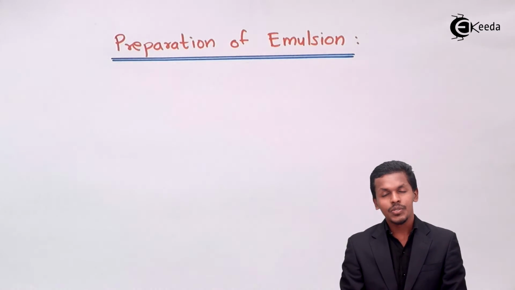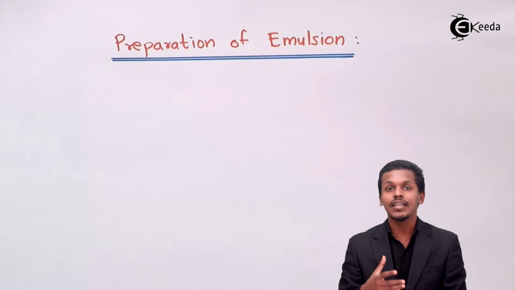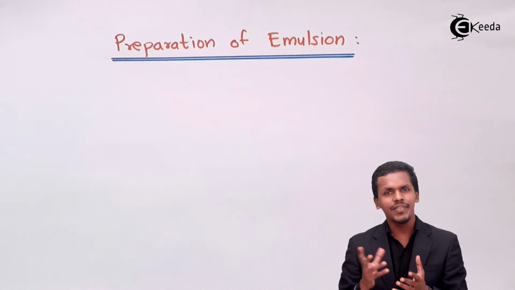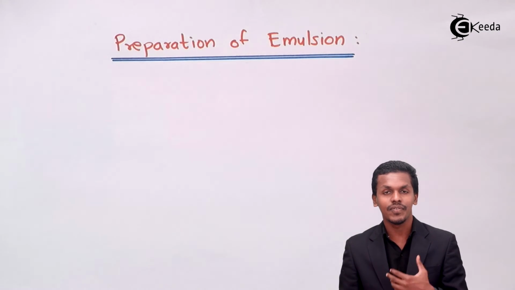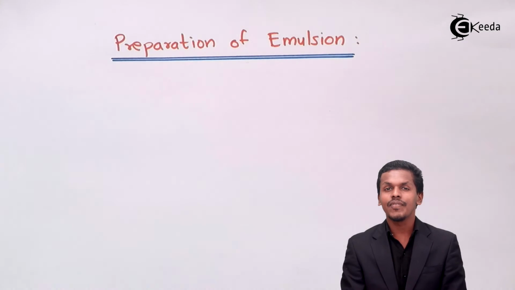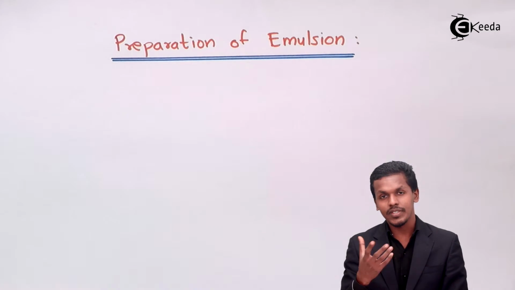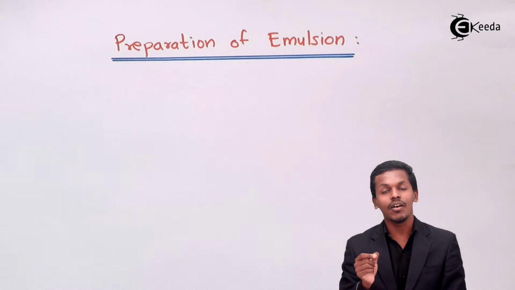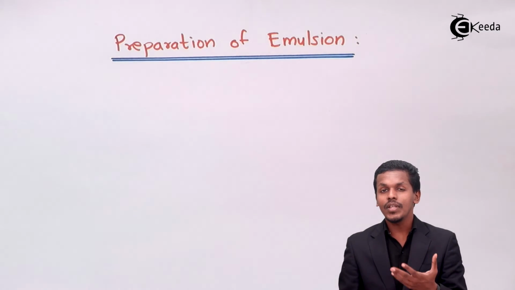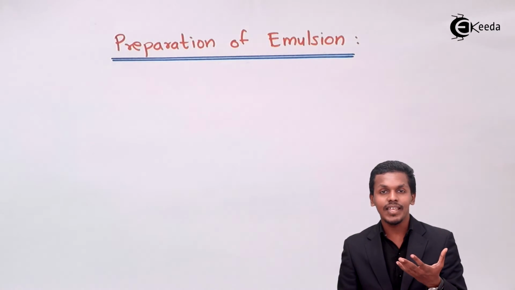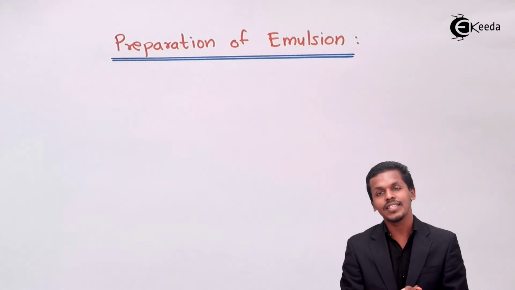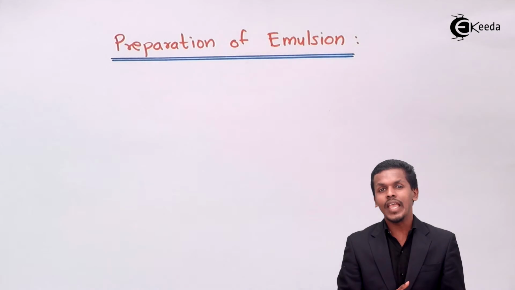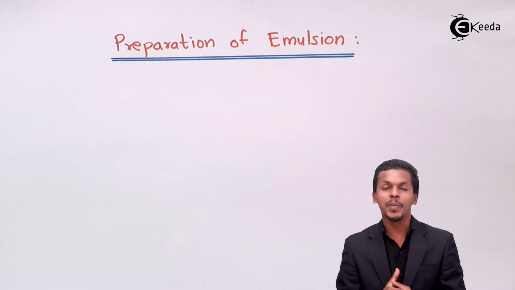Now the emulsion is prepared, but how can we differentiate which type of emulsion it is? Let me give an example. There are various methods to determine which kind of emulsion it is. Suppose we have an emulsion of oil in water. Oil is the dispersed phase and water is the dispersion medium. This is how the emulsion is prepared.